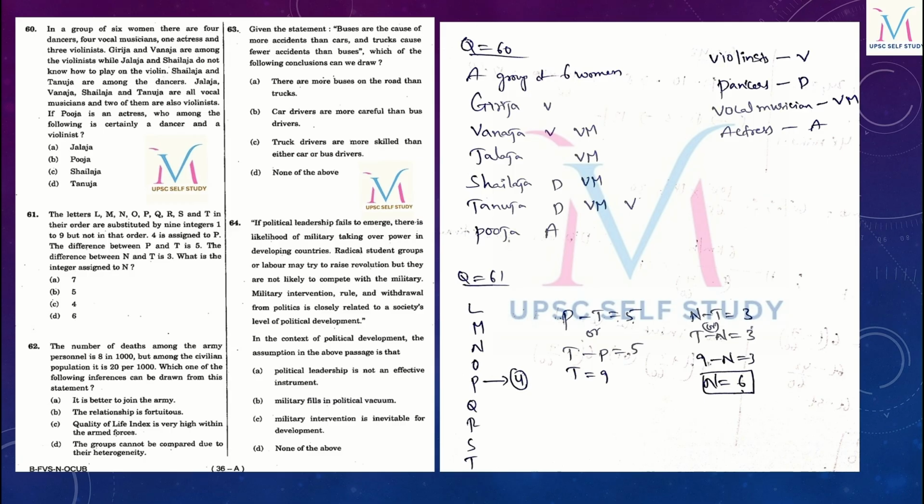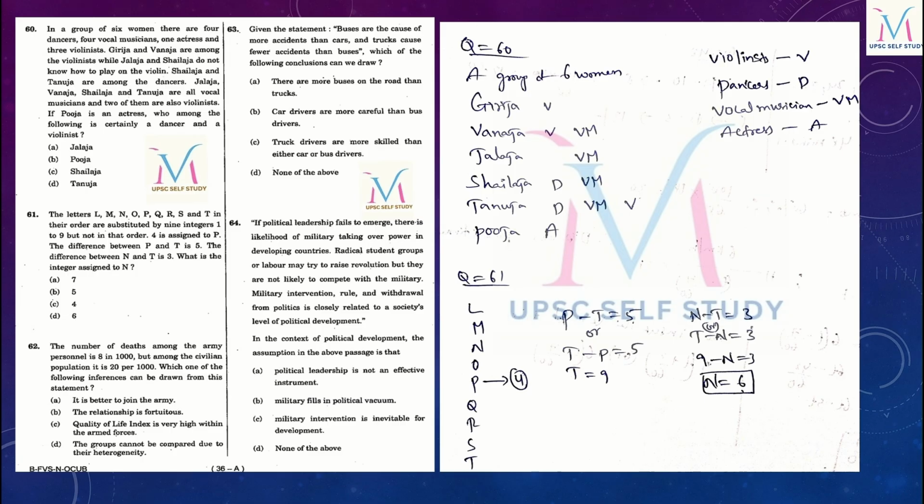The difference between N and T is 3. What is the integer assigned to N? So now if you look back to the solution box, here it is given P minus T is equal to 5. The difference between P and T is 5, right? So we can term it also as T minus P. Okay, T minus P is equal to 5.